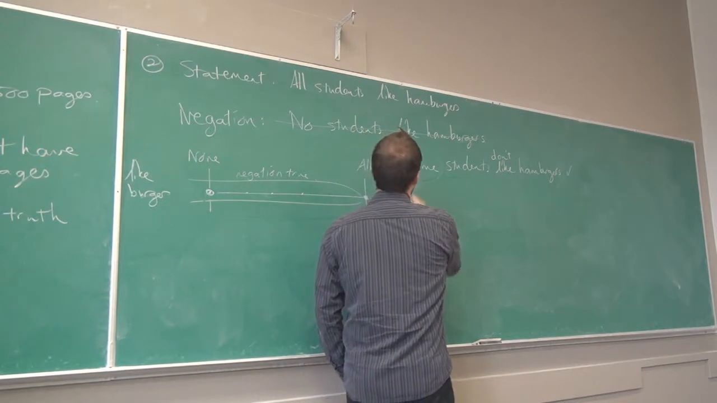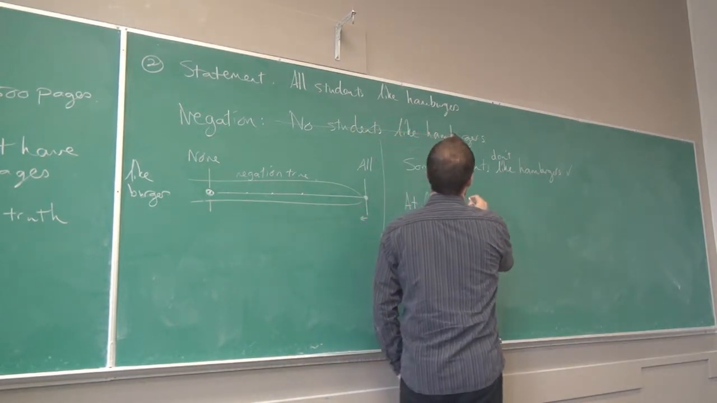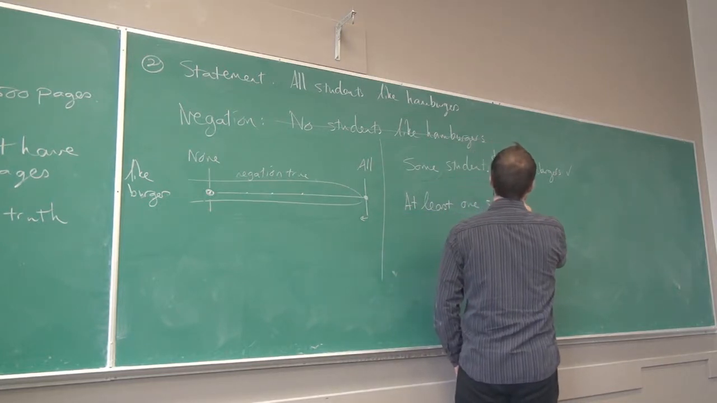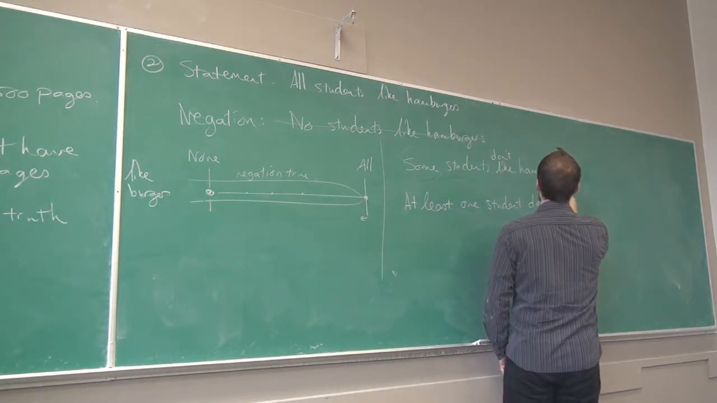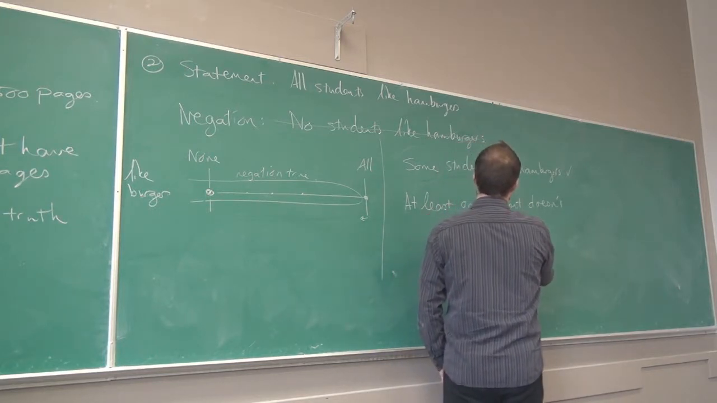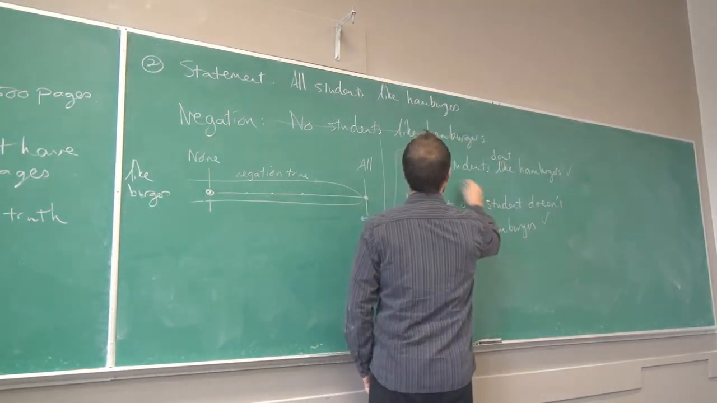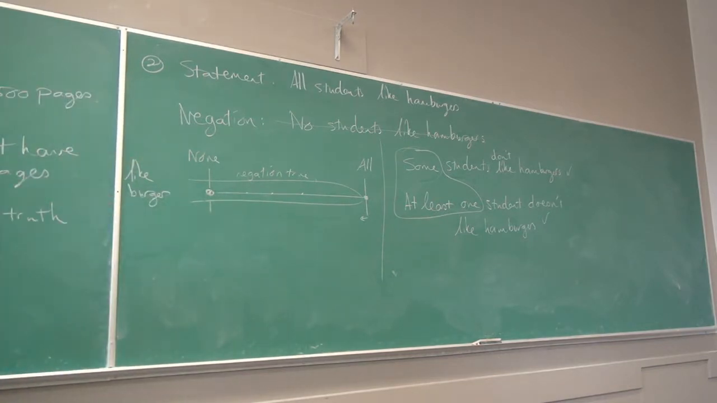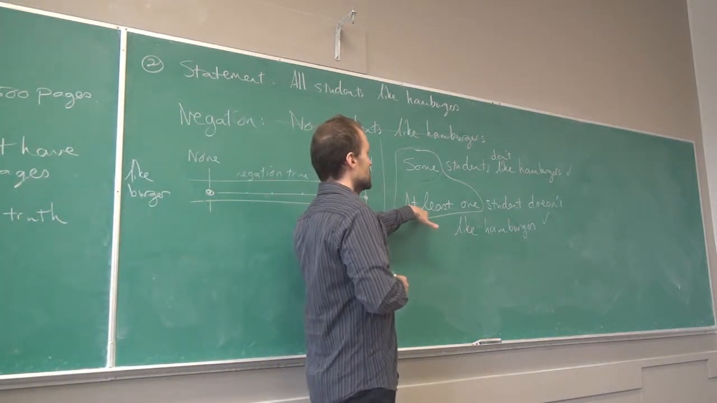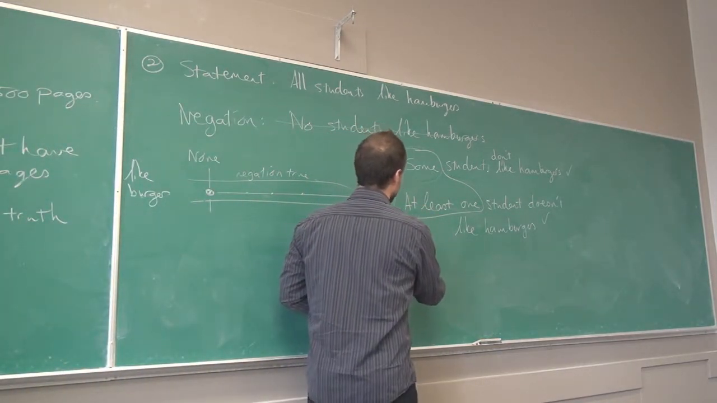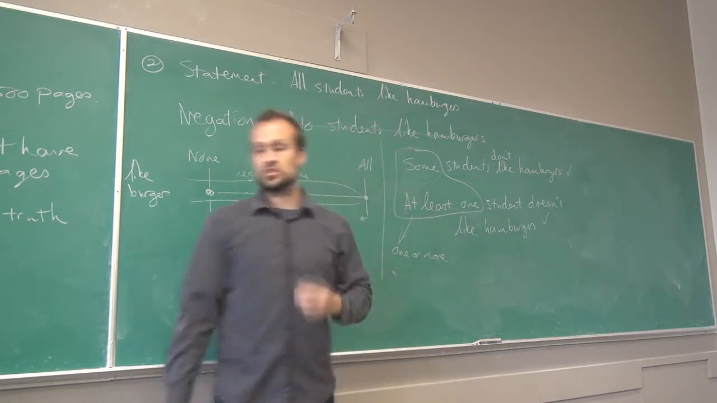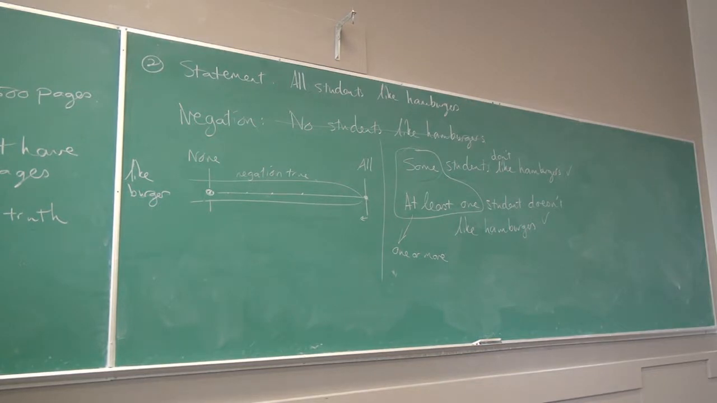You could also say at least one student doesn't like hamburgers. And that would be equivalent. So this some and at least one can be swapped as you feel comfortable. You can always use some. You can use an at least one. At least one just feels a little bit more precise. What does at least one mean? One or more. So you could say that as well. One or more students don't like hamburgers.